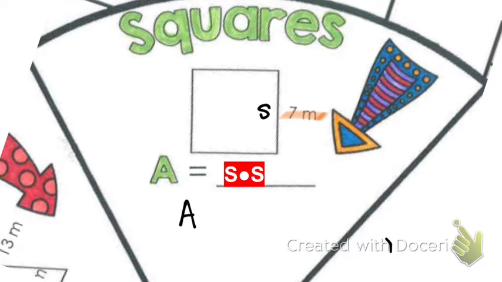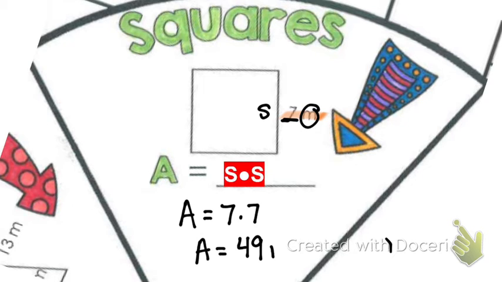To find area, we would go area equals, and we're going to times this number by itself, 7 times 7. So that means that our answer would be 49. If you look at the measurement, it's in meters, and since we're finding area, it's always squared. So the area of this square would be 49 meters squared.